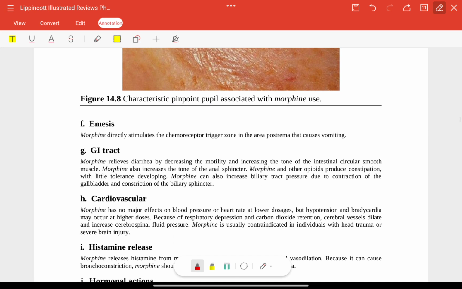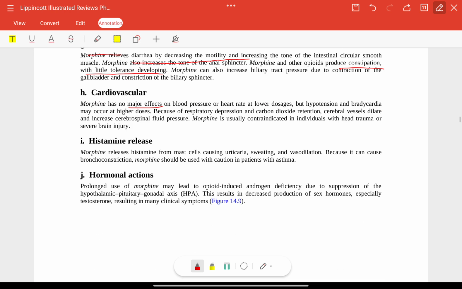Now, emesis: morphine directly stimulates the chemoreceptor trigger zone. GI tract: it relieves diarrhea by decreasing the motility. It produces constipation, with little tolerance. Now, cardiovascular: no major effects. Histamine release from mast cells causes urticaria, sweating, and vasodilation. Hormonal actions may lead to opioid-induced androgen deficiency.